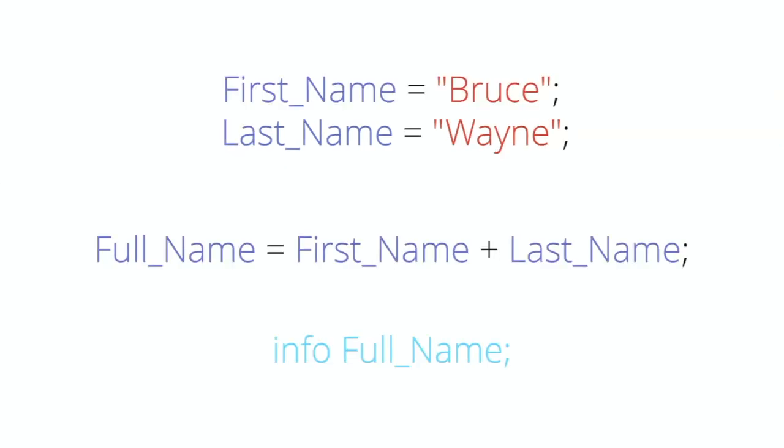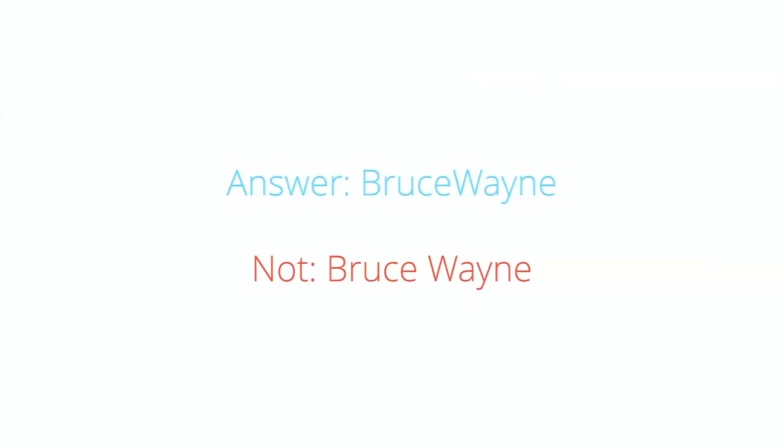So if we say full name now, where we're declaring a new variable, which is full name equals first name plus last name, what is the answer we're going to get? What is going to get returned to us when we type in info full name? Bruce Wayne, no space, is what we're going to get. So just Bruce Wayne being run together. The answer has no space in it.